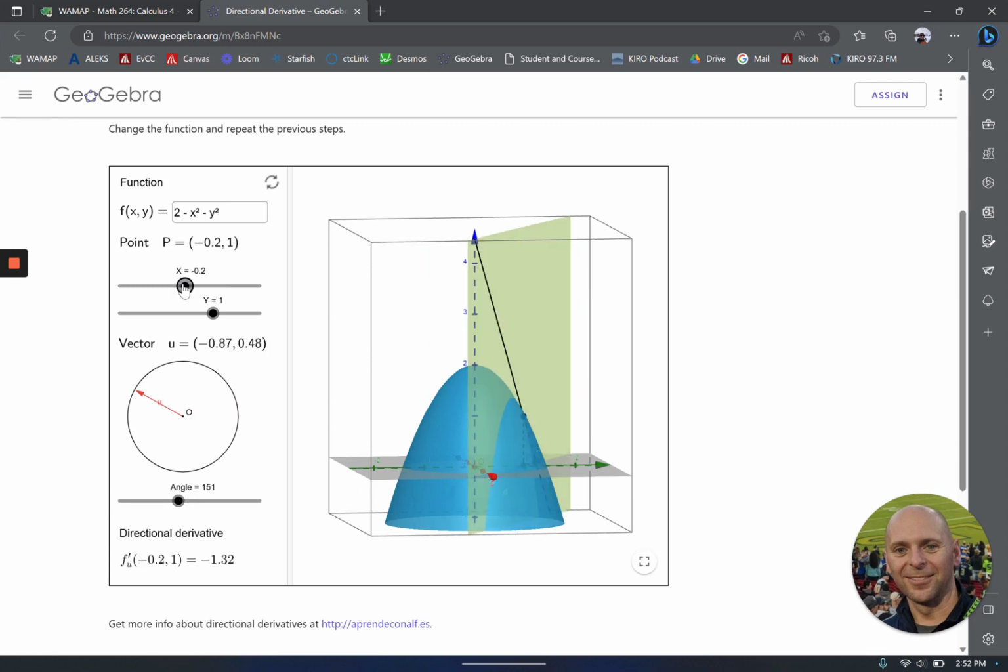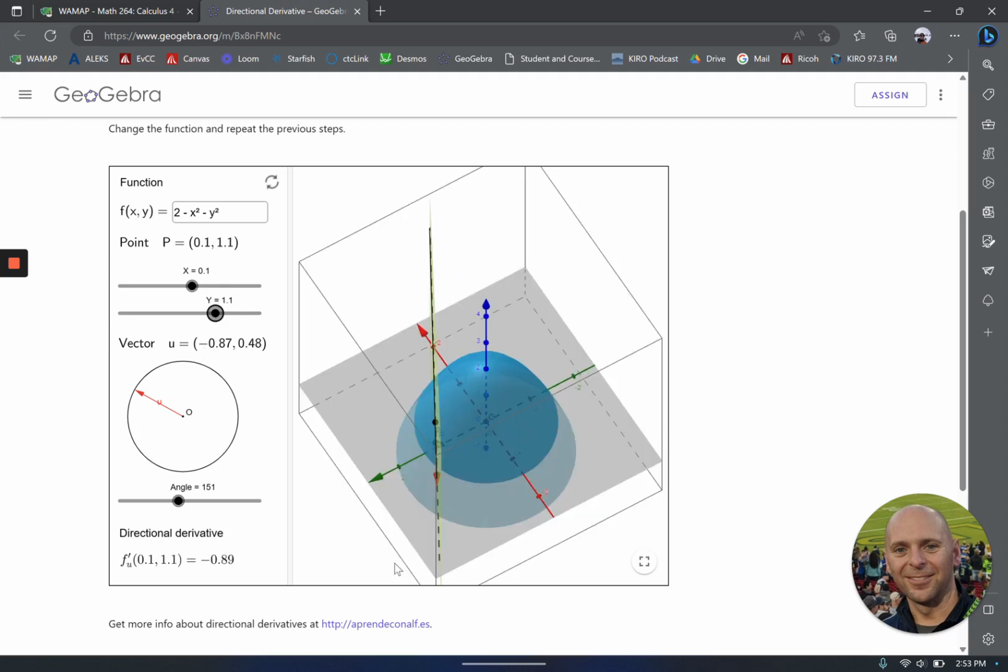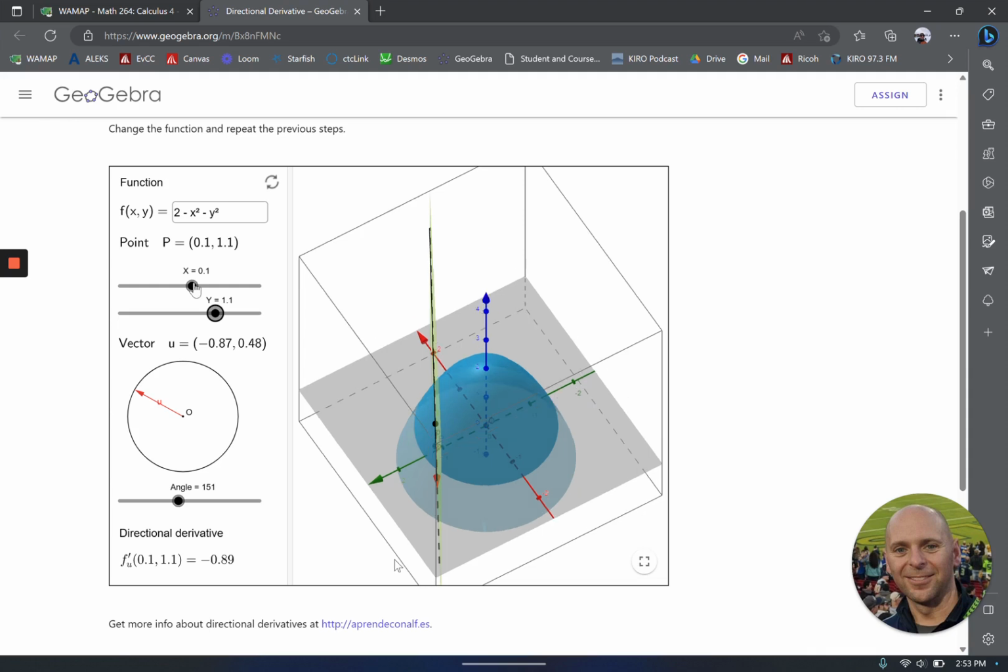In this particular applet I can also move. If we stay in one particular direction, we can talk about what's happening anywhere on the surface at various locations just by moving that point of tangency around. But again, we're really just trying to observe the idea that we want to be able to look in any direction on our surface to be able to talk about what that surface is doing.